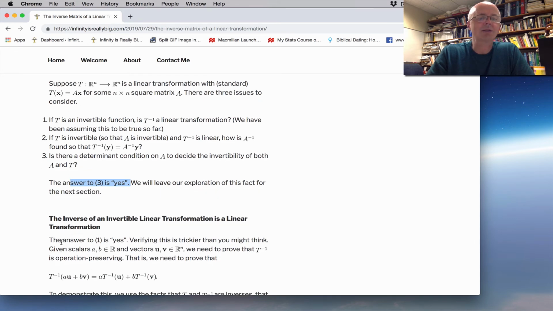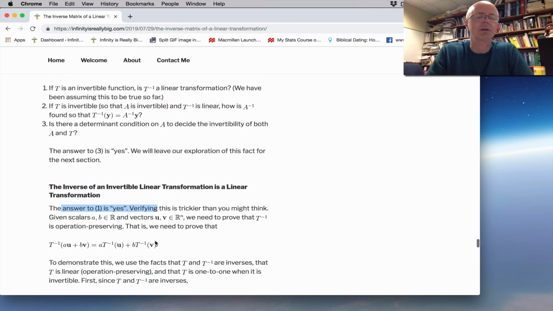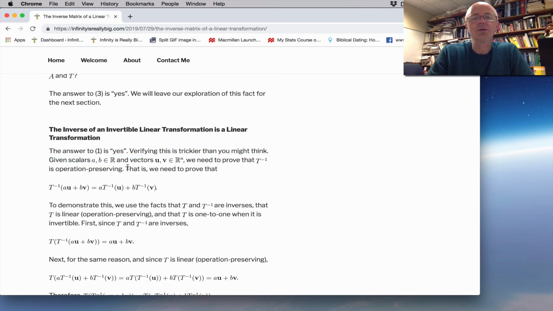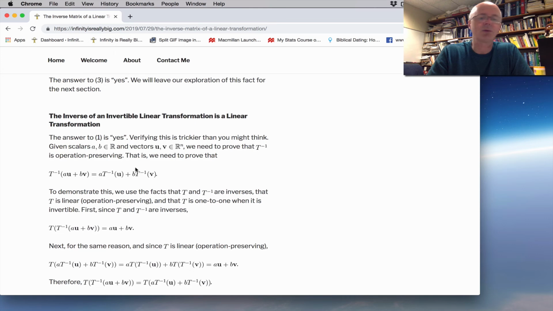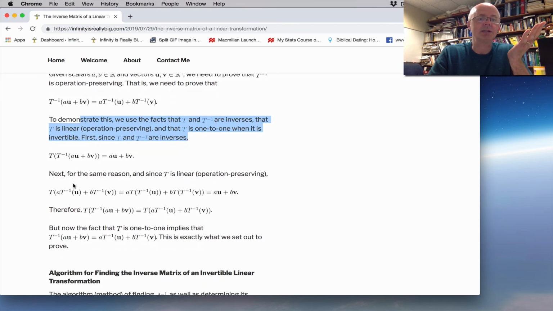For one, the answer is yes, it will be linear, but verifying that, again, I was really assuming that earlier, is trickier than you might think. You need to use the linearity condition, which I've also called the operation preserving condition. You need to prove this equation is true, where A and B are arbitrary scalars and U and V are arbitrary vectors. And you need to use the fact that T and T inverse undo each other, and T is 1 to 1, okay? And the line of reasoning is what you see here.